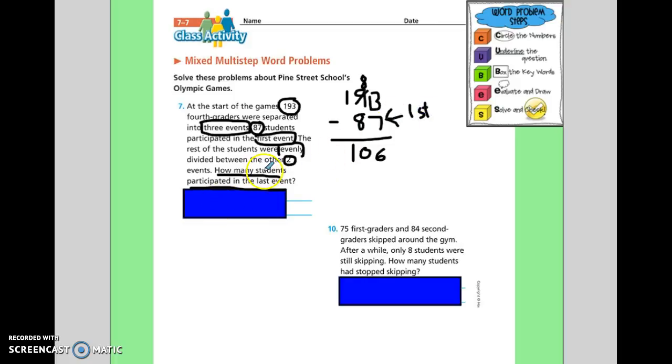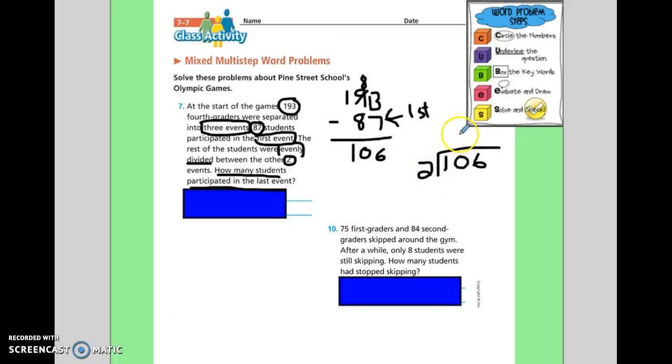And it says, if we keep reading, the rest of the students were evenly divided between the other two events. So evenly divided. Oh, and there's that word divide again. That's going to be a key word, right? So I know that in order to make them evenly, I've got to divide these by 2, right? Because there are 2 events left and they're evenly divided. So we get to do some long division. There's the second part of the problem we have to solve.